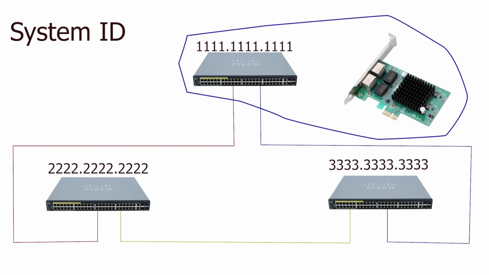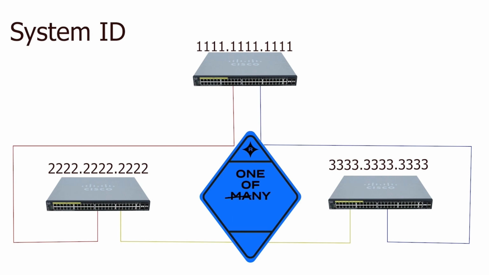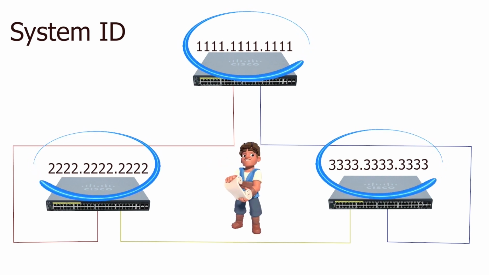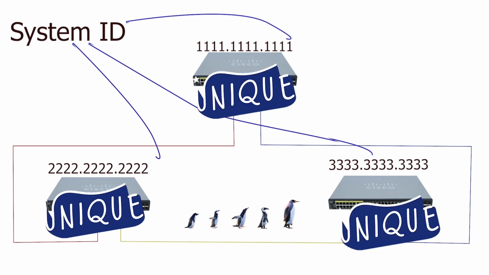The system ID is a non-changeable value. STP uses the MAC address of the switch as the system ID. A MAC address is a globally unique address. No 2 switches can have the same MAC address. Using the switch's MAC address as the system ID ensures that each switch's bridge ID always remains unique.